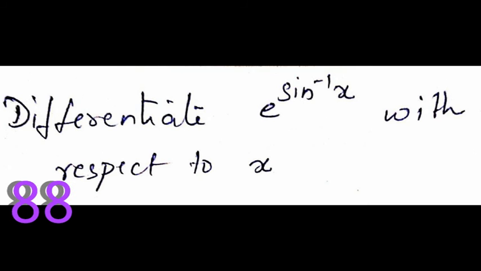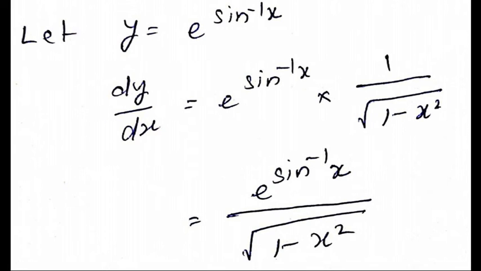Differentiate e raised to sin inverse x with respect to x. Derivative of e raised to x is e raised to x, and derivative of sin inverse x is 1 upon root of 1 minus x square. Therefore, we get e raised to sin inverse x divided by root of 1 minus x square.